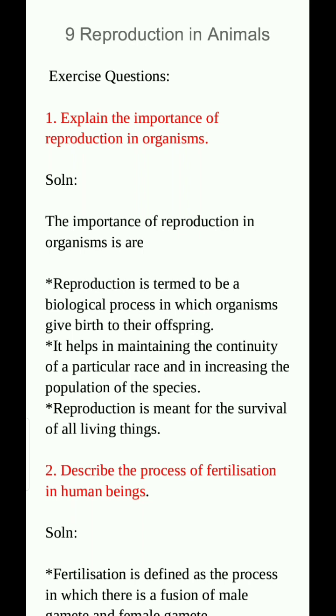Question number 1. Explain the importance of reproduction in organisms. Answer. The importance of reproduction in organisms: reproduction is termed to be a biological process in which organisms give birth to their offspring. It helps in maintaining the continuity of a particular race and in increasing the population of the species. Reproduction is meant for the survival of living things.